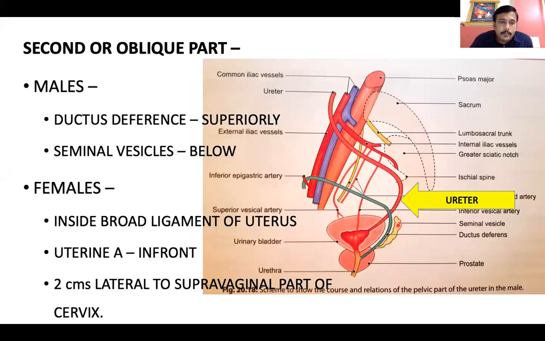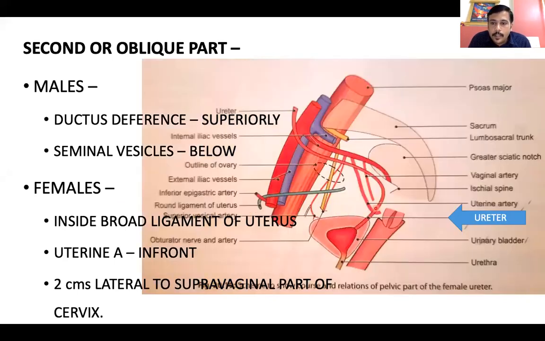In females, the pelvic part of the ureter, the second or oblique part, is actually present in the broad ligament of the uterus. So in any kind of surgical procedure, it needs to be taken care of very carefully, not to damage the ureters. It has a relation with the uterine artery in the front, and it lies 2 centimeters lateral to the supravaginal part of the cervix.